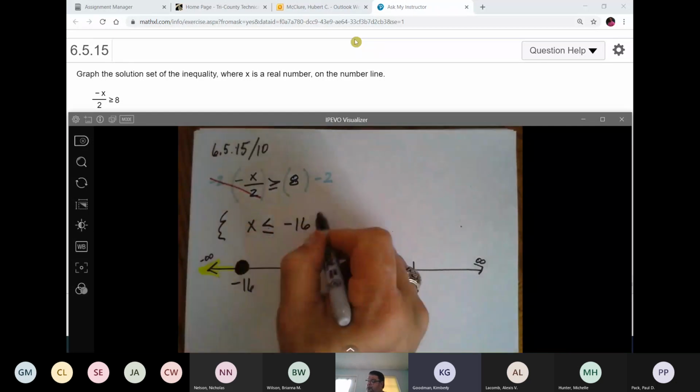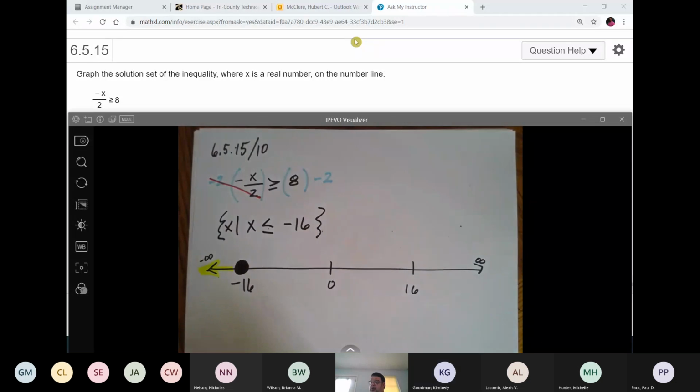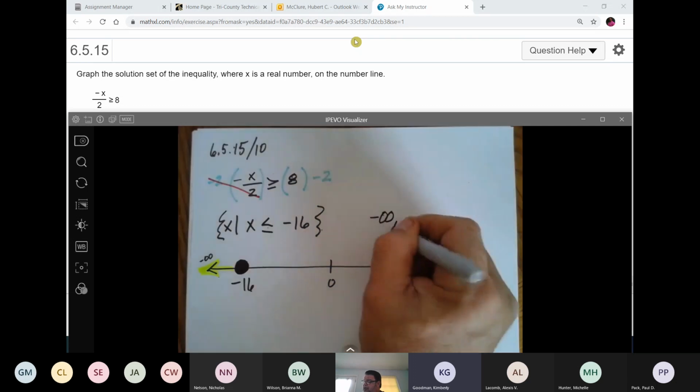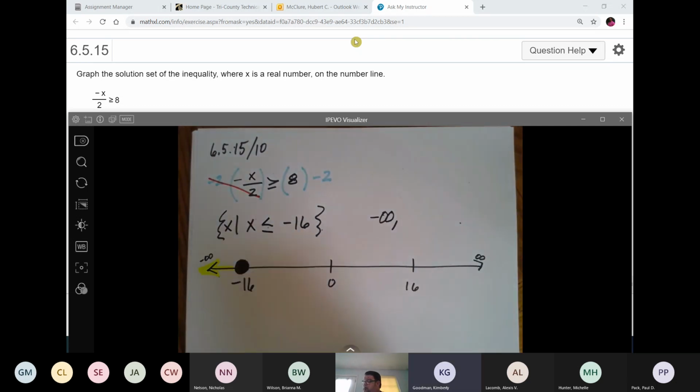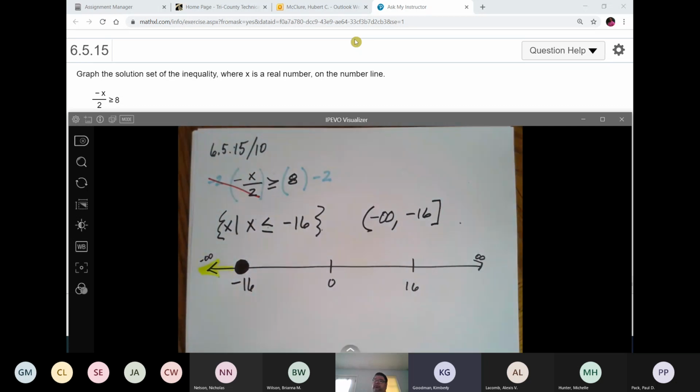Do your set builder notation, put two braces around it and x such that. All right, somebody tell me, which way do we read? Left or right? So what does your eyeballs hit first? The arrow, negative infinity, and what does it end on? Negative 16. And you get a bracket here and a parenthesis here.